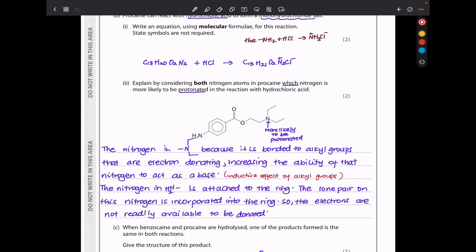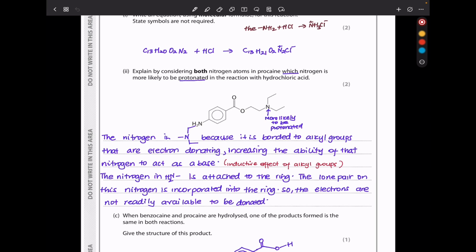Next they say explain, by considering both nitrogen atoms in procaine, which nitrogen is more likely to be protonated in the reaction with hydrochloric acid. This nitrogen is going to be more likely to be protonated in comparison to the other. In this NH2, the lone pair of nitrogen is incorporated into the ring, not readily available to be attacked or to receive electrophiles, while this one, its electron density is going to be increased because it's connected to electron donating groups, so it's going to be more susceptible or easily attacked by electrophiles.